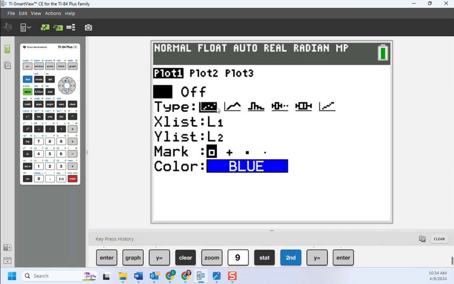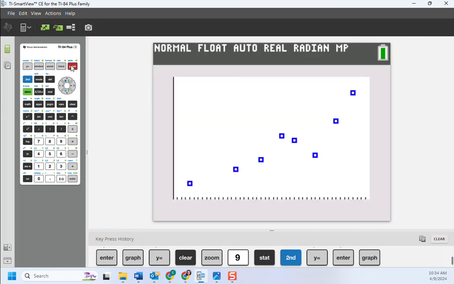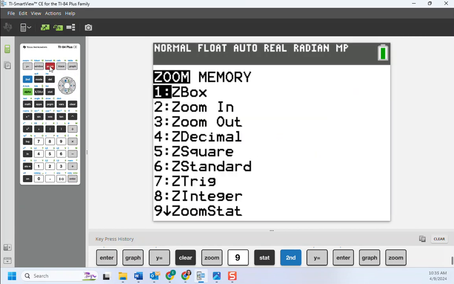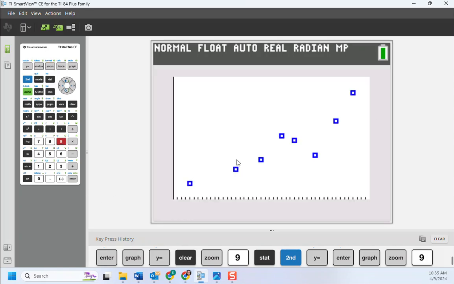Okay, and then make sure that it says scatter plot, and you have this mark, and turn it on. Then you can press graph, but if you don't see it right away, go to zoom stat, which is choice 9. And you should get this graph. Is anybody having trouble with that?